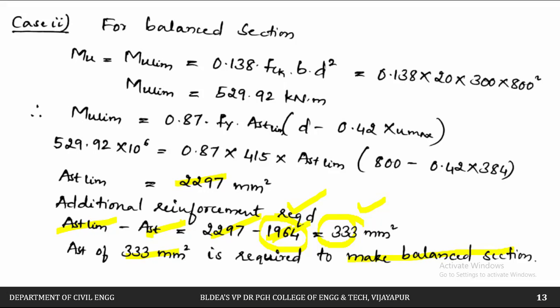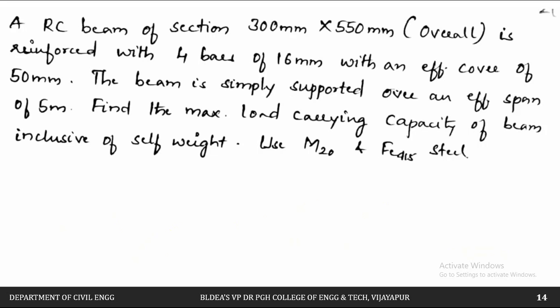we'll see another problem. We have an RC beam of width 300 mm, overall depth, they have written overall here, that means this is nothing but capital D, that is 550 mm. It is reinforced with 4 bars of 16 mm dia, effective cover of 50 mm. If it is given, you can take this value. If it is not given, you can assume this value as 50 mm and you can proceed.